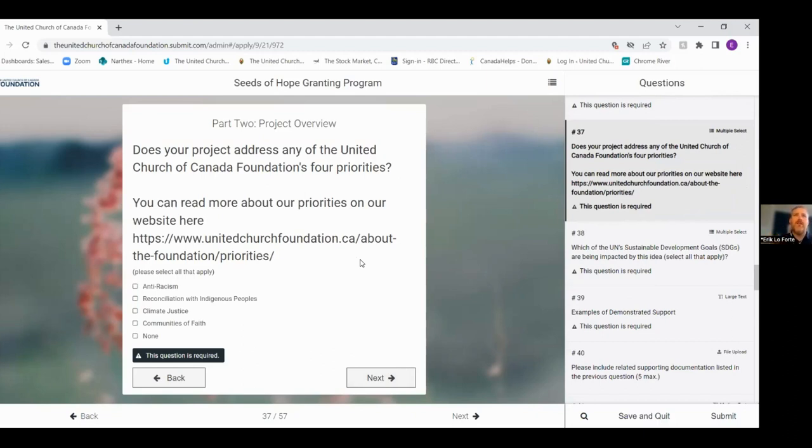What we're really trying to find out is, what is the full scope of your project? What have you thought about your project outside of the nitty-gritty of it? What is the large picture of it?